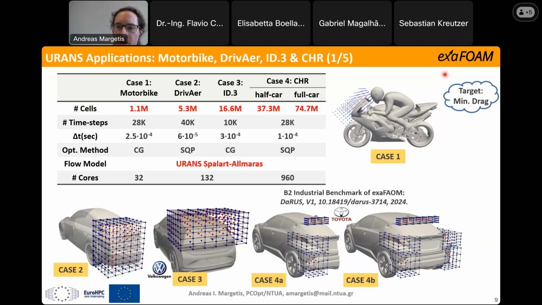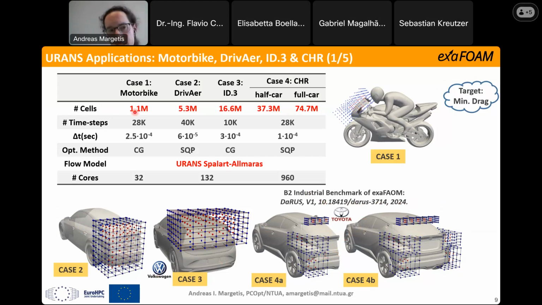In all cases, our target is to minimize the time average drag coefficient, and all shapes to be optimized are parameterized using volumetric B-spline lattices. The first case is a motorbike, whereas the rest are car models: the DrivAer, the ID.3 model of Volkswagen, and the C-HR model of Toyota, either in its half or full car configuration. The last case is, as I said also before, one of the industrial benchmark cases of exaFOAM, and you can find everything you need to run this case in this reference.